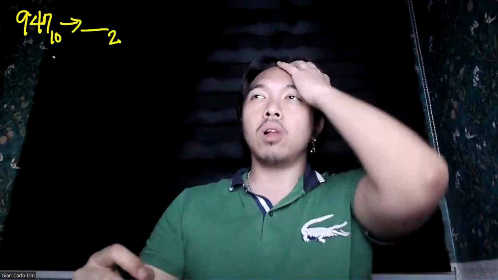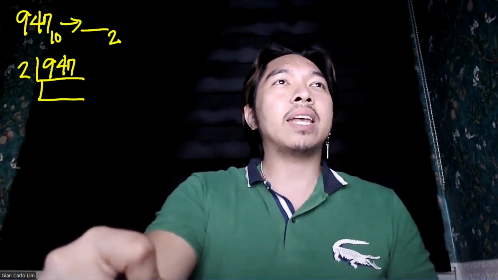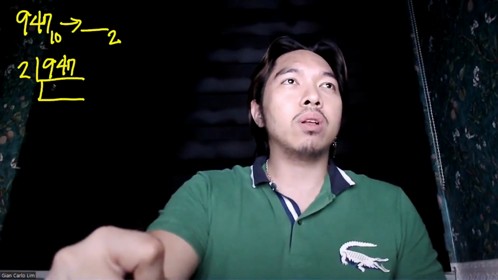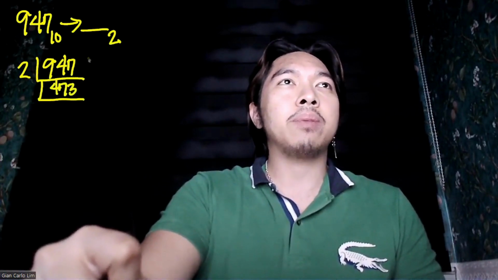Okay, so suppose we're asked to convert 947, a decimal number, into binary. So how do we do that? 947 base 10, converting that to binary base 2. So we're going to perform long division. We're going to create a vinculum and write 947 here and divide it by 2. Dividing 947 by 2 would then be equal to 473 with a remainder of 1.